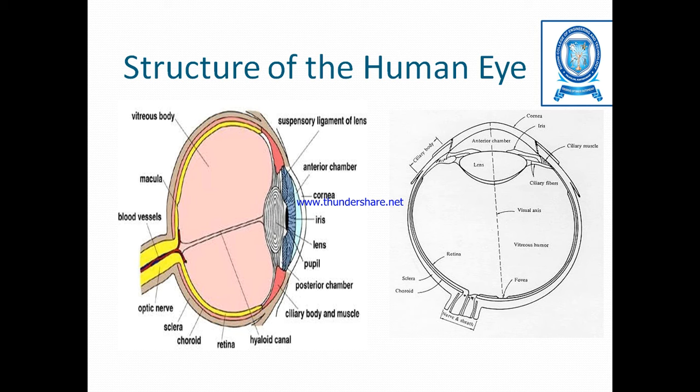Like the anterior chamber, cornea, iris, lens, pupil, posterior chamber, ciliary body and muscle. Similarly, the sclera and choroid, as well as the retina, which plays a major role in forming the image.